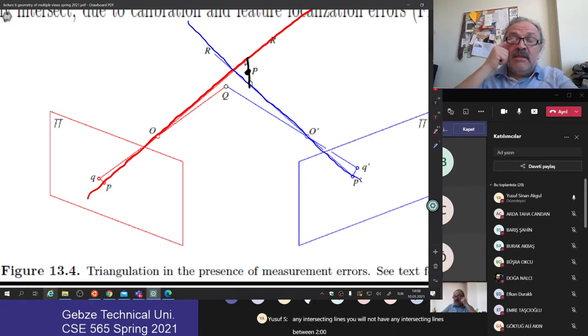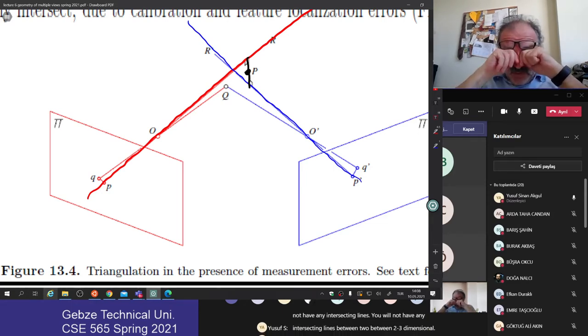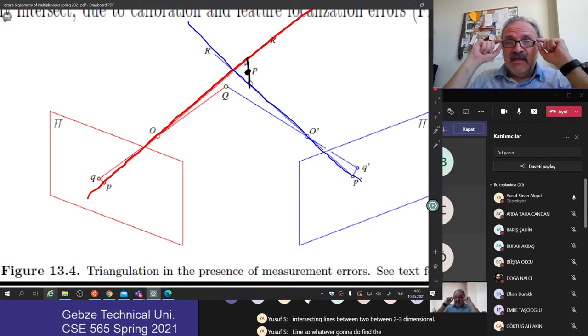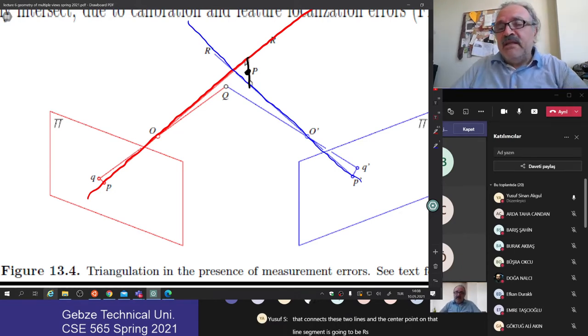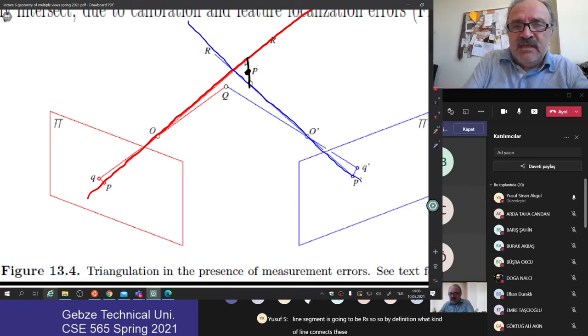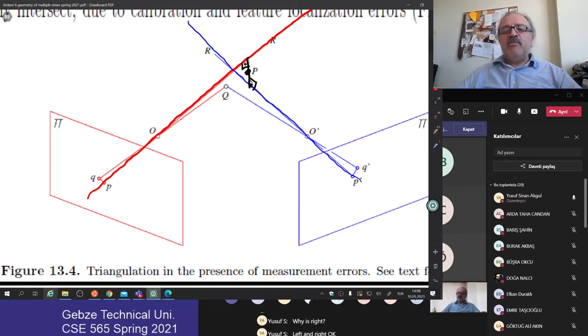You will not have any intersecting lines between two three-dimensional lines. So what are we going to do? Find the shortest line segment that connects these two lines, and the center point on that line segment is going to be our answer. So by definition, what kind of line connects these two? Of course, it has to be perpendicular to both of these lines, right? Left and right, okay? So it has to be perpendicular.